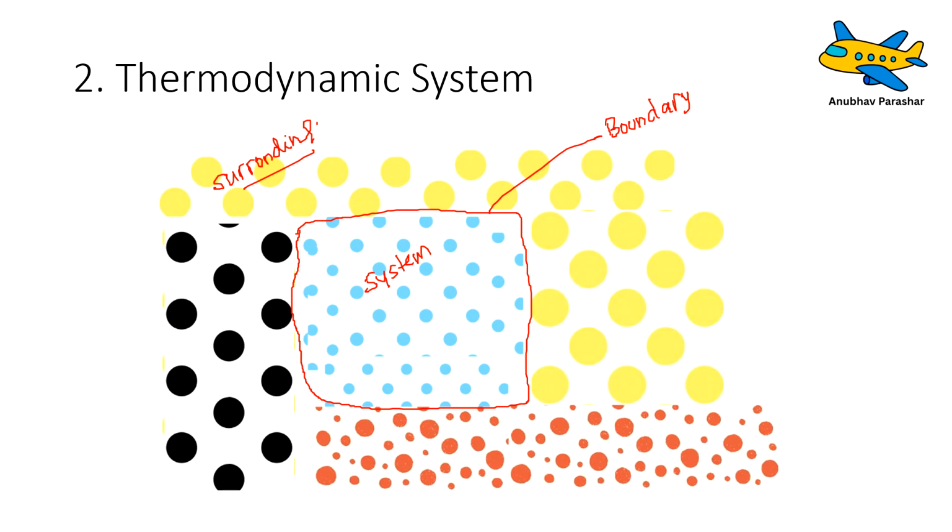How are the blue particles behaving with the surrounding? Is there any mass transfer between the blue particles and the other particles, the system and the surrounding? Is there any heat transfer going on? Is there any work output? So it becomes very easy for me to concentrate my study on the blue particles, right? I'm not distracted.